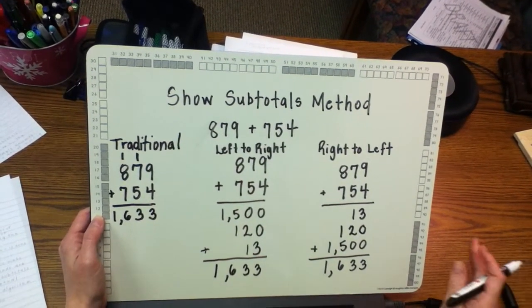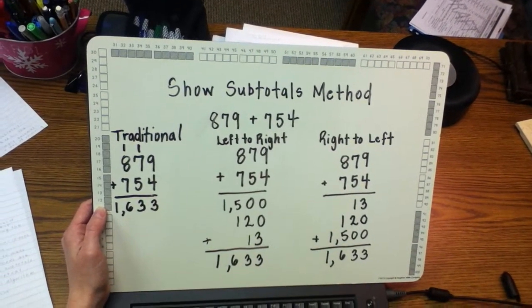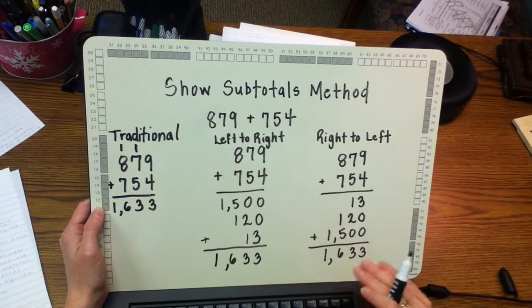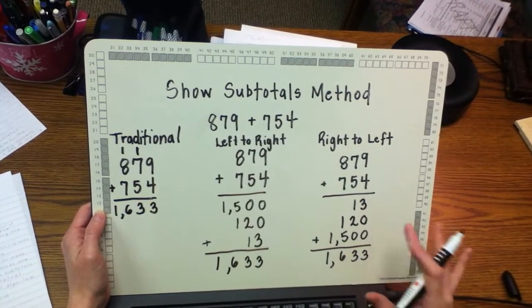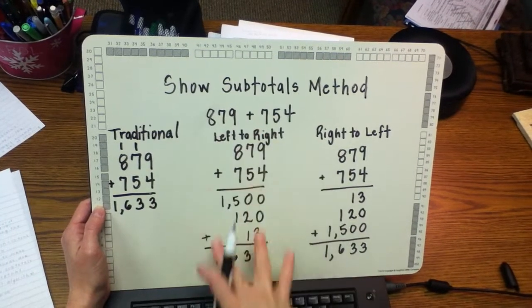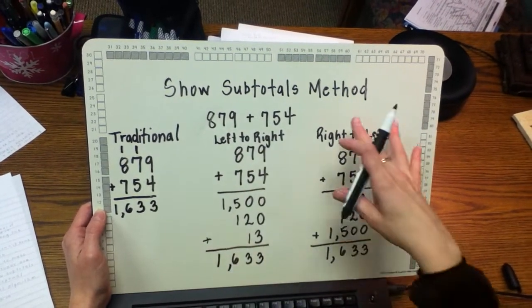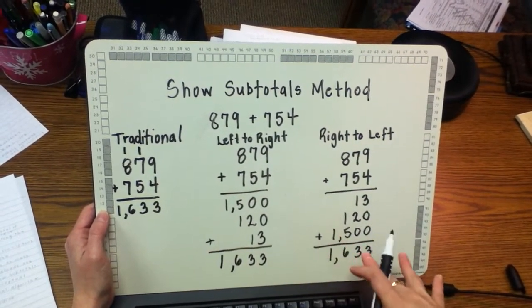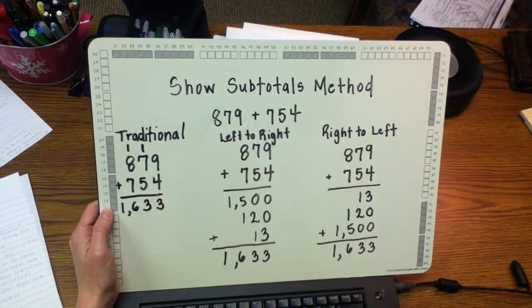So talking through it this way just really helps students make connections to the place value, and the methods are very interconnected. So the show subtotals method, even if they start working left to right, then right to left, it should lead them into that conceptual understanding of the traditional algorithm.